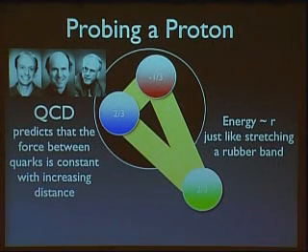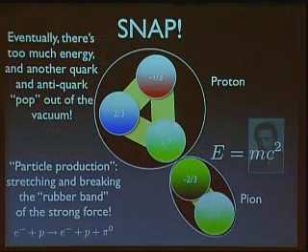But coming back to the proton itself, these guys found out in the early 70s that QCD predicts that the force between quarks is actually constant with increasing distance. As you pull it apart, the energy gets stronger and actually increases linearly, just like stretching a rubber band. But when you stretch a rubber band too much, eventually it's going to break. Eventually there's too much energy, and another quark and an antiquark can pop out of the vacuum. This is, in some sense, Einstein's revenge, E equals mc squared: you actually create particles out of the vacuum. And thus you end up with 2 particles instead of 1 particle.